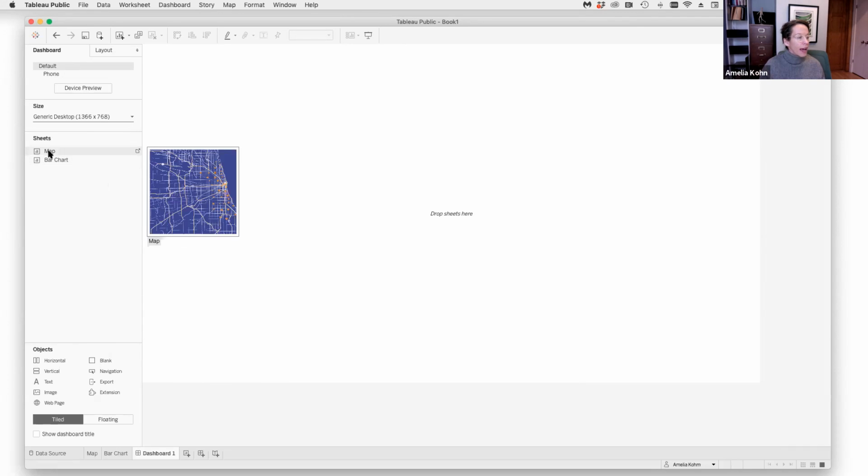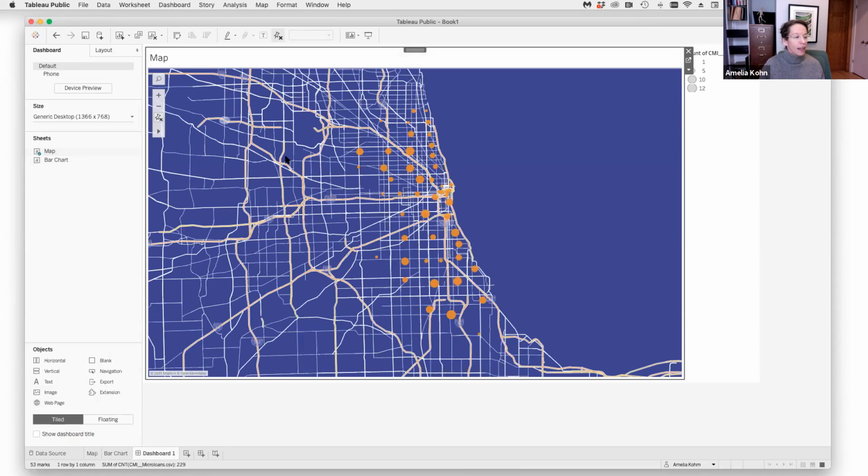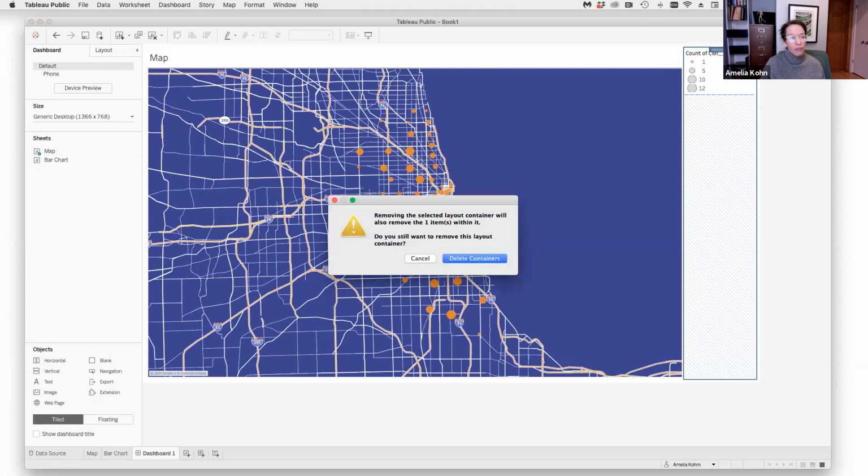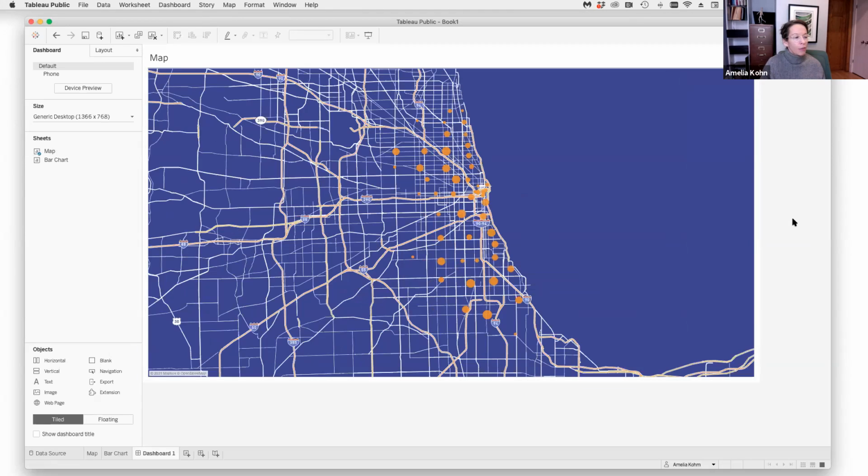I can drag out this map and put it on the dashboard, and as long as I have this tiled button selected at the bottom, it will fill whatever space is available. So let's do that. You can see it fills the whole space. It also gives me that size legend, which I might not want, so I'm going to click it off and say delete this container. So now I have the whole map here on my dashboard.